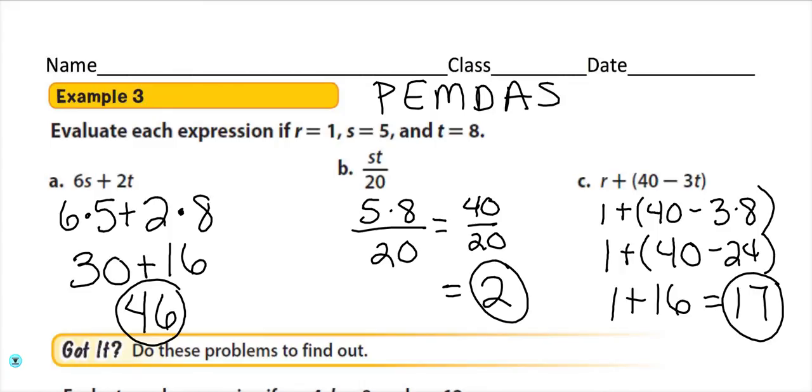All right, go ahead and pause it and try the got it questions. We've got 3A, B, and C down there at the bottom. Okay, take your time with them and come back to me just as soon as you're ready.